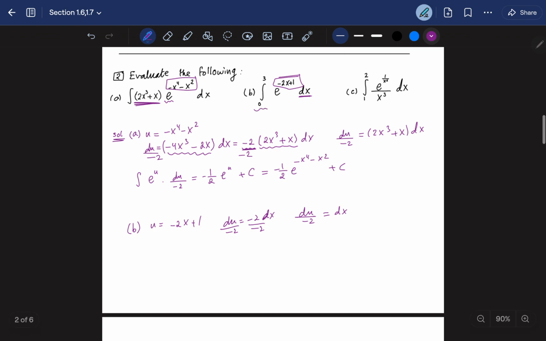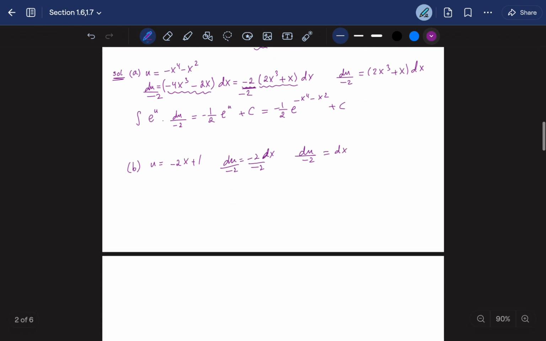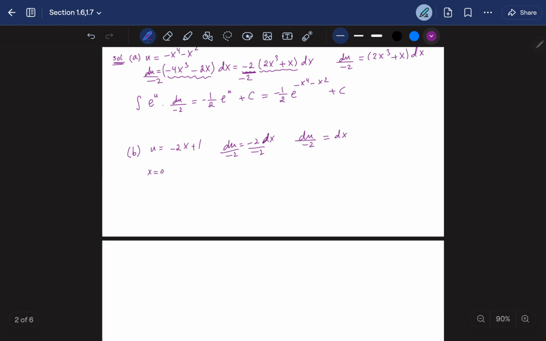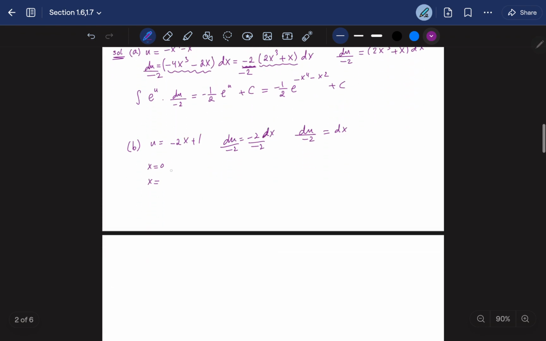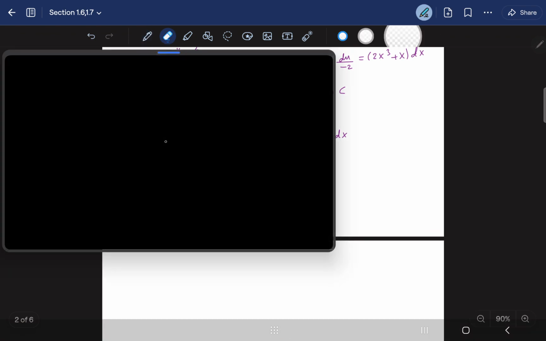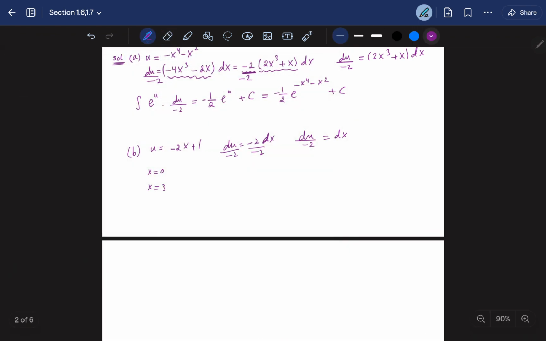But look, this is a definite integral. If I have a definite integral, I have bounds, so I need to find my new bounds. So here, when x is equal to 0, and when x is equal to 3, let's find the new bounds. Here, u would be just 1, and u would be -5, because you're plugging in your value here. So you're going to get this integral now from 1 to -5 e to the u times du over -2.